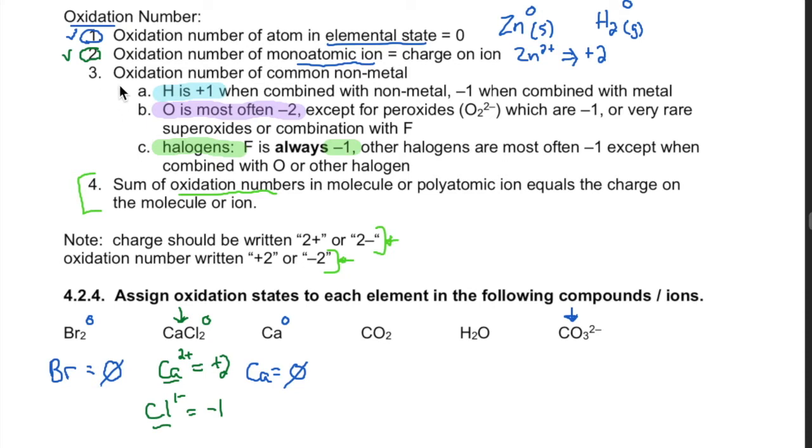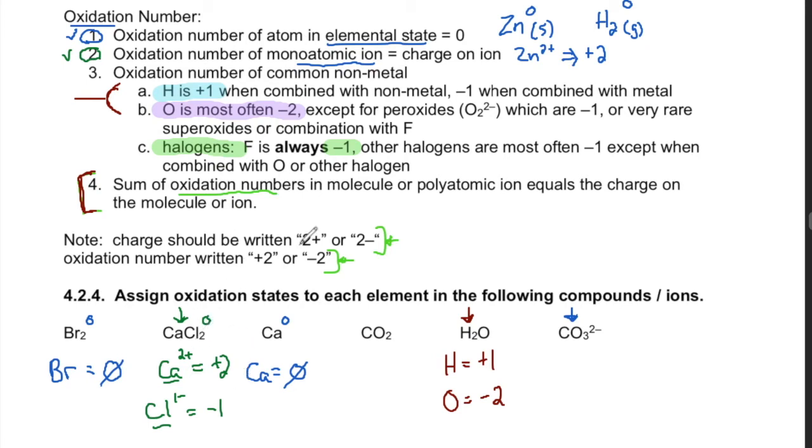All right, let's take a look at 3A and 3B to do our water molecule. So we are going to count hydrogen as being a +1 oxidation state and oxygen as being a -2 oxidation state. And let's take a look at how so far rule 4 is proving true. So the sum of oxidation numbers in the molecule would equal the charge on the molecule.